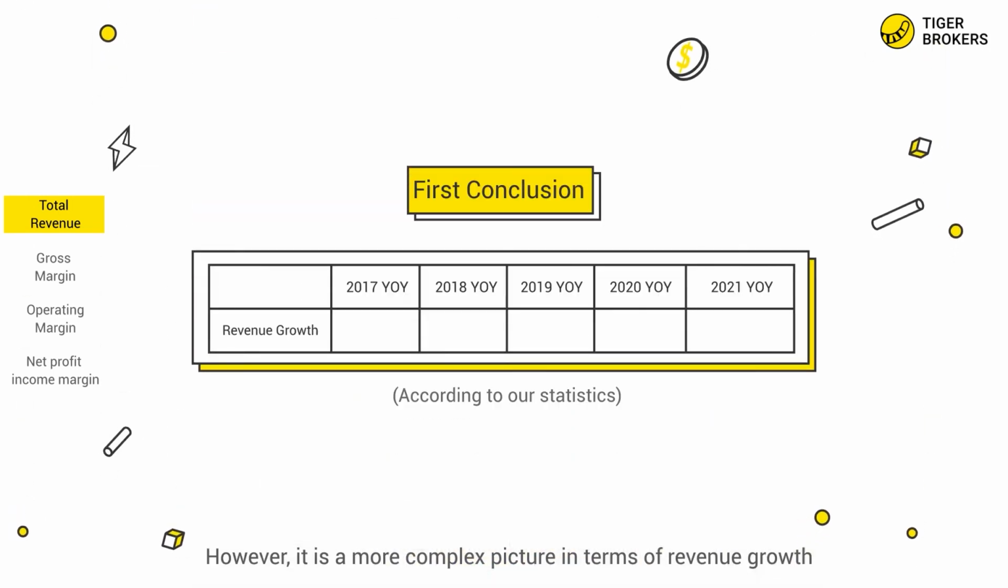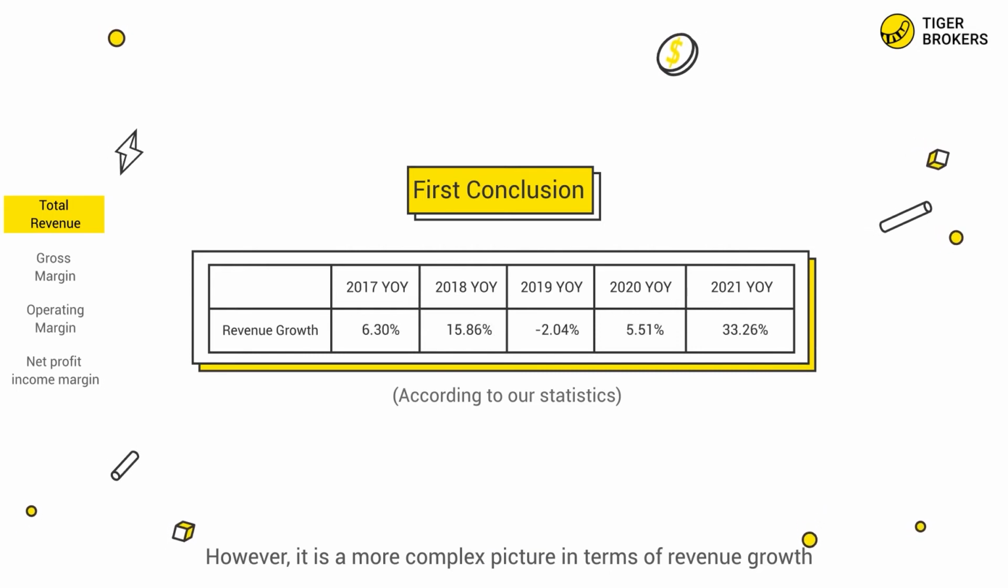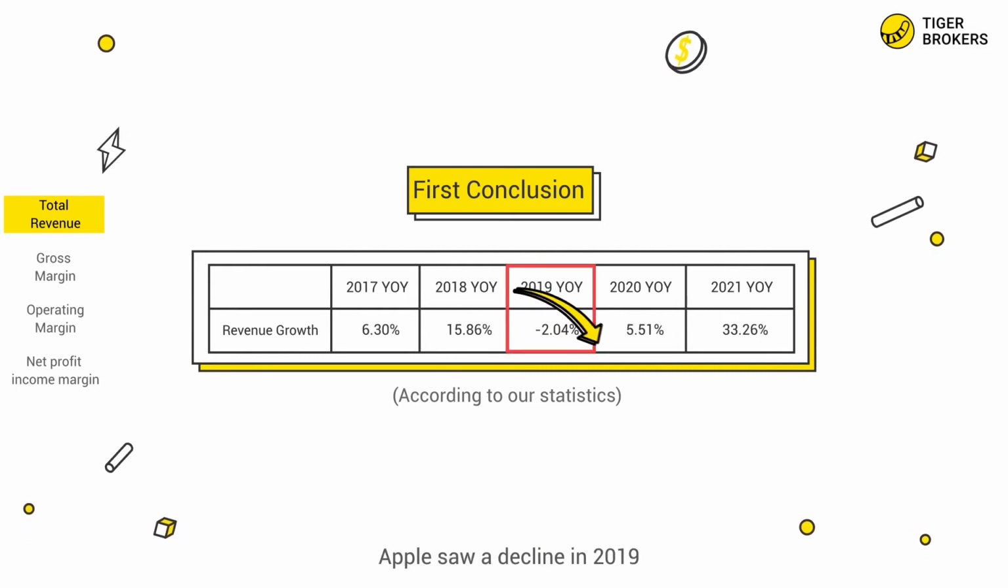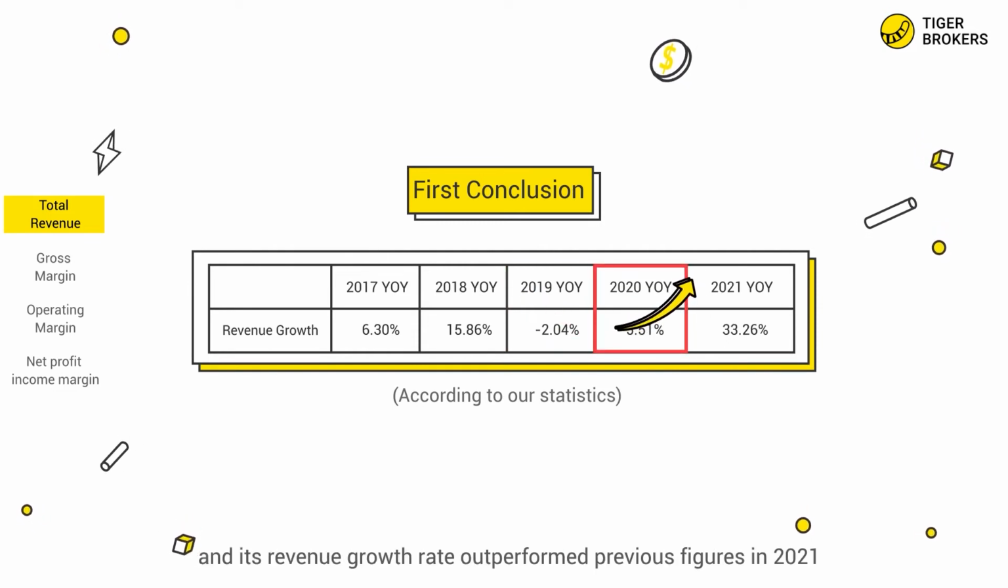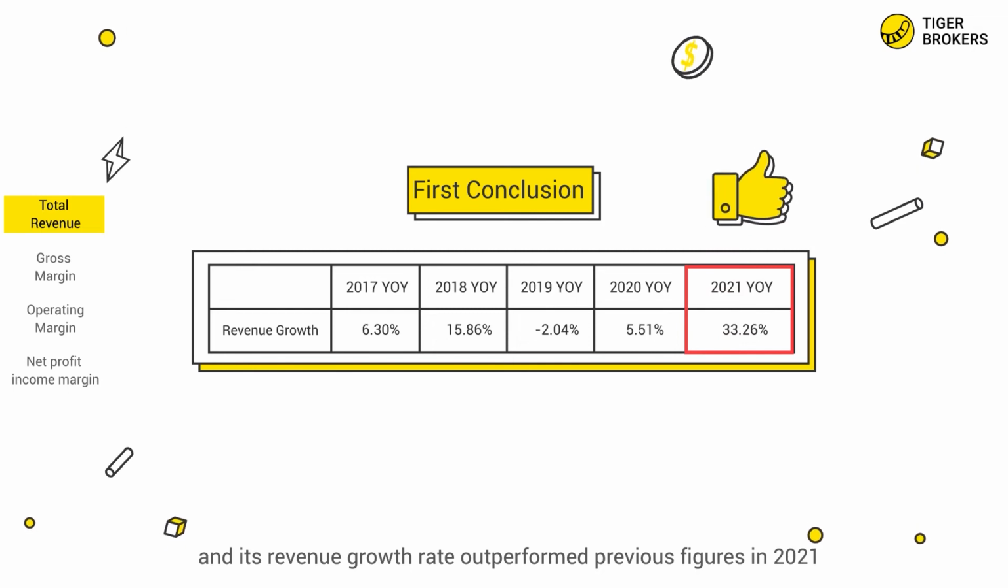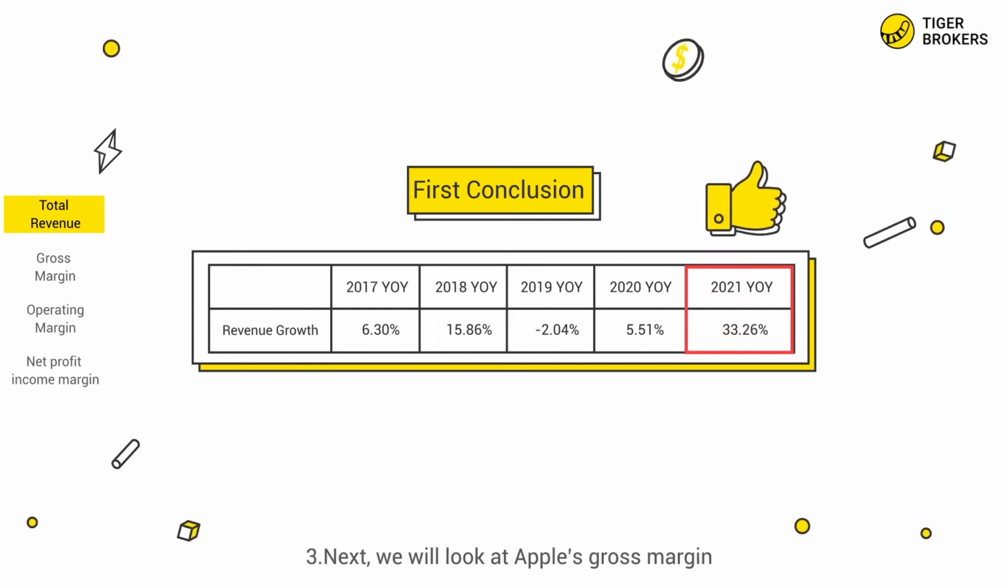However, it is a more complex picture in terms of revenue growth. Apple saw a decline in 2019, however, a return to positive growth in 2020, and its revenue growth rate outperformed previous figures in 2021.